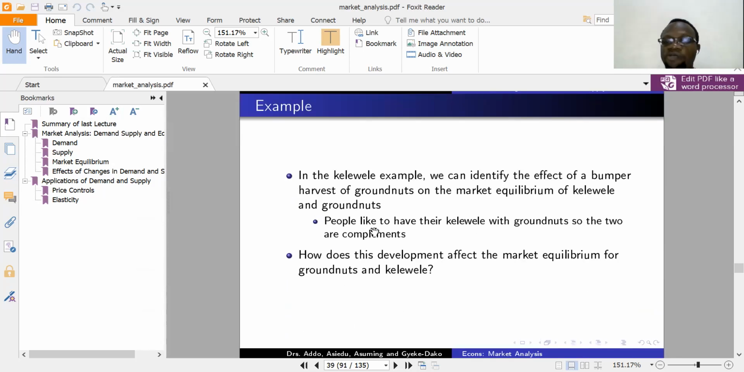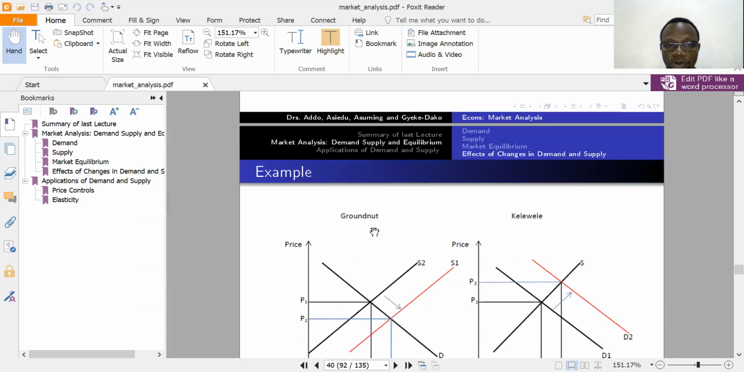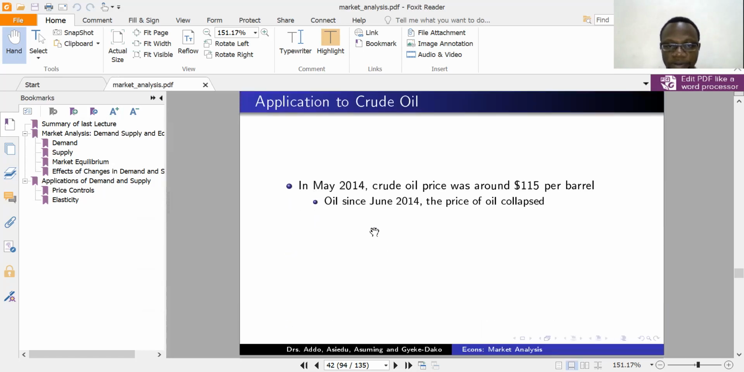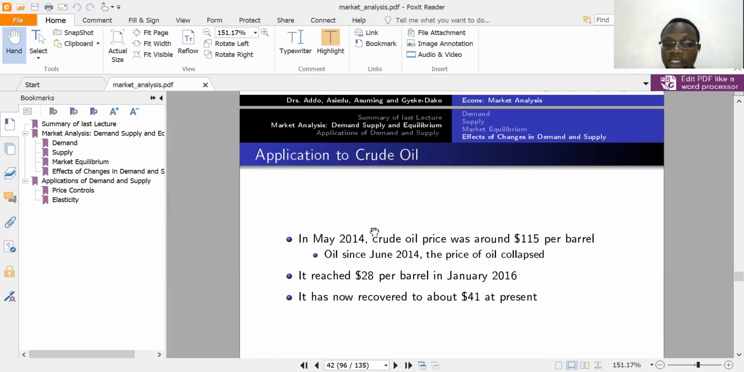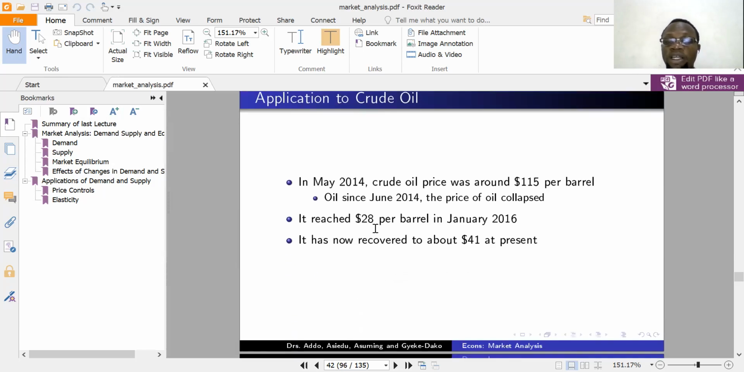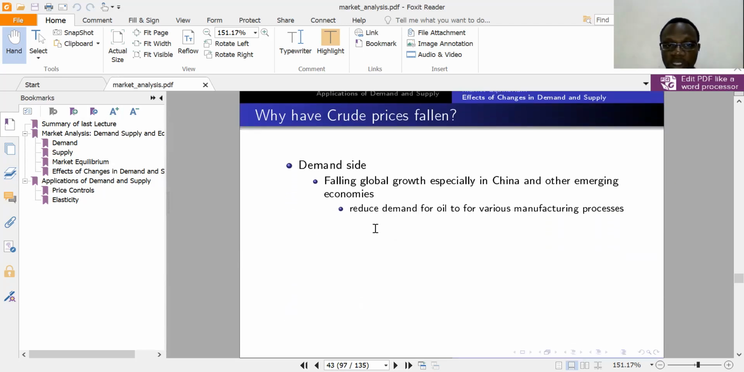So how does this development affect the market equilibrium? It reached $28 a barrel in January 2016. So it fell drastically. And this, as I said, is also triggered by demand and supply factors. It has now recovered to 41%.